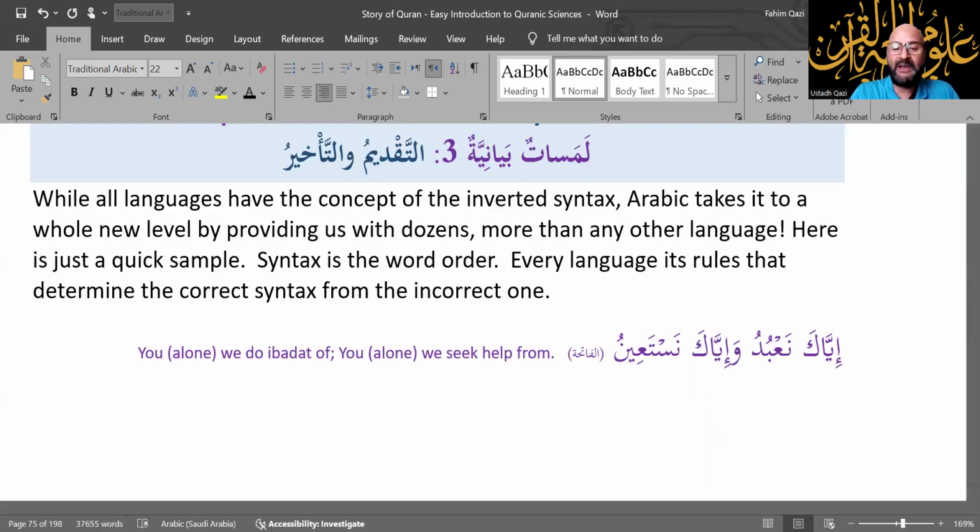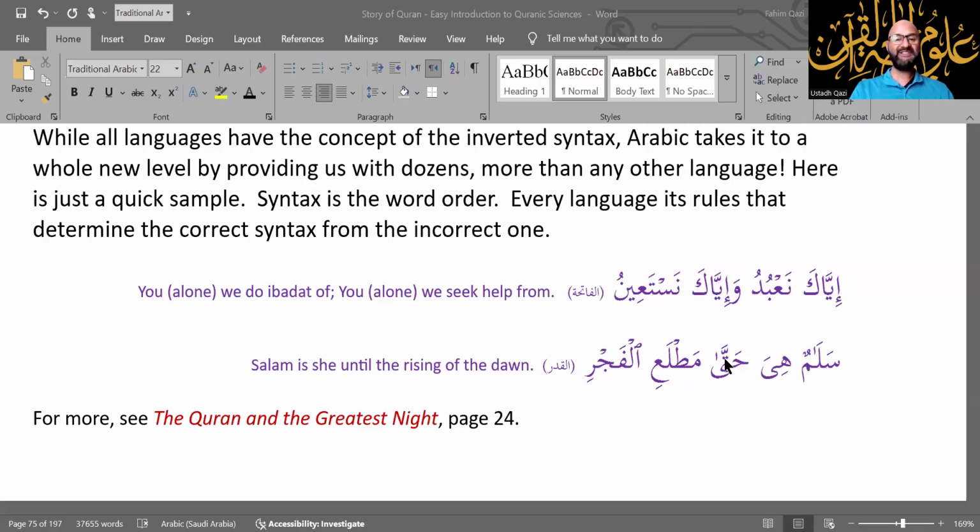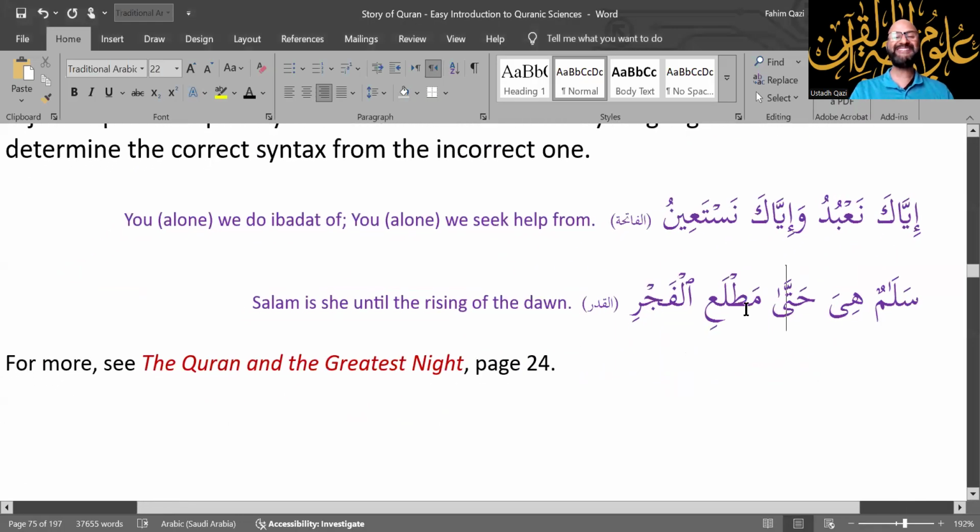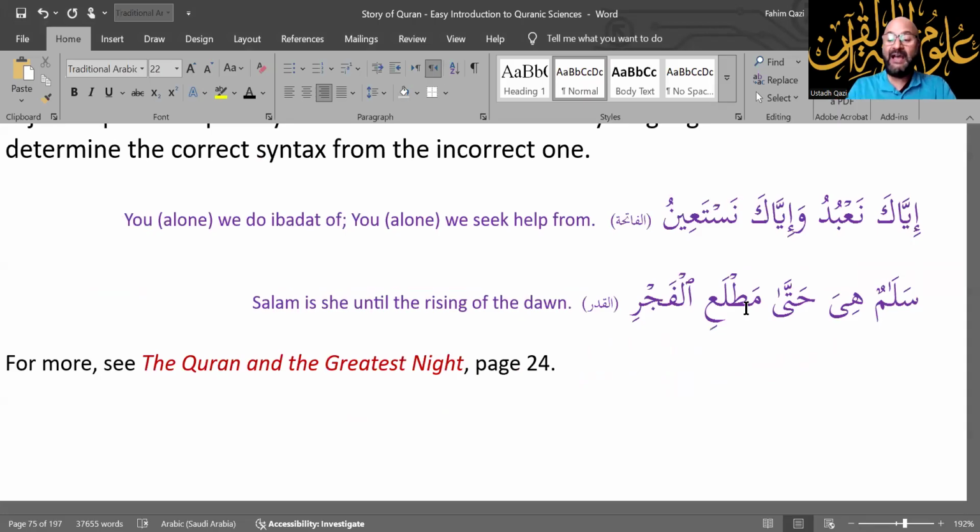Let's go on to some more examples for syntax. And here's another beautiful example of syntax inversion in the Quran. أعوذ بالله من الشيطان الرجيم. سلام هي. Salam is she. Who is she? The night. Al-Layla. Laylatul Qadr. Salamun hiya.